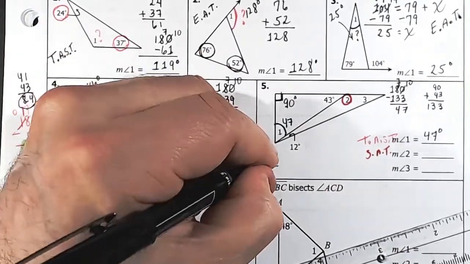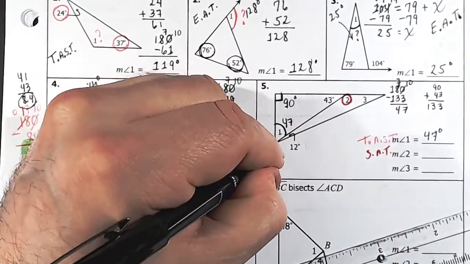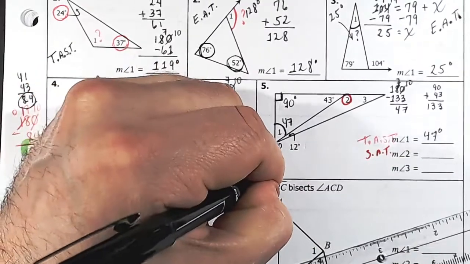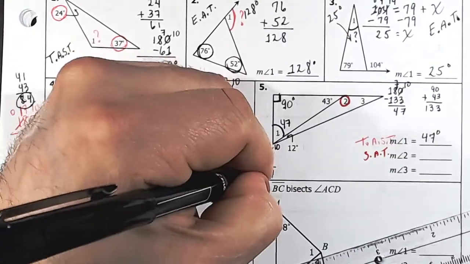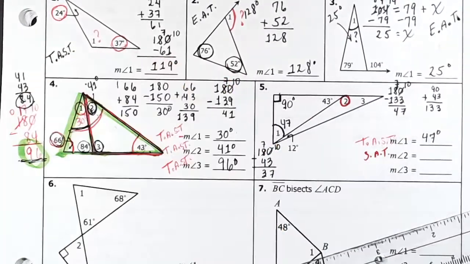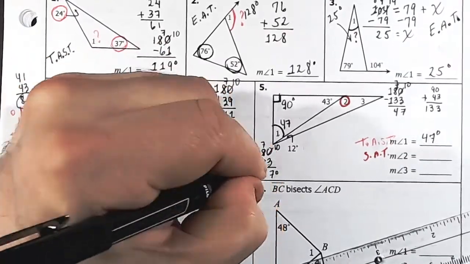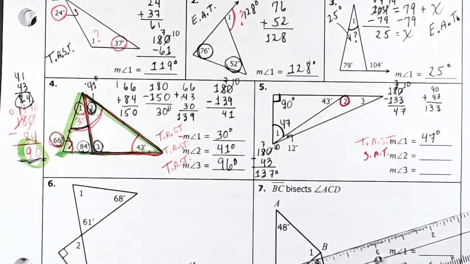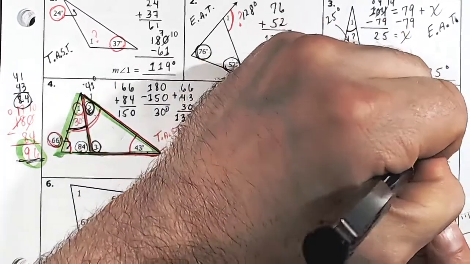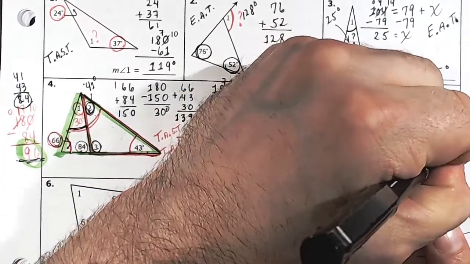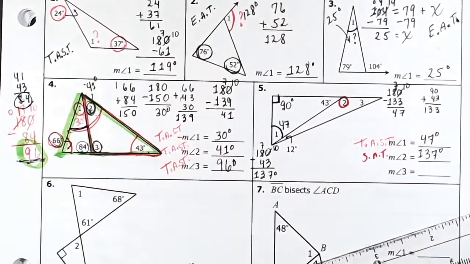Okay, so 180 minus 43, borrow from the 8, that becomes a 7. This is a 10. 10 minus 3 is 7. And 7 minus 4 is 3. And 1 minus 0 is 1. So I claim angle 2 is 137. Survey says yes, 137 degrees. And now we're on to angle 3.